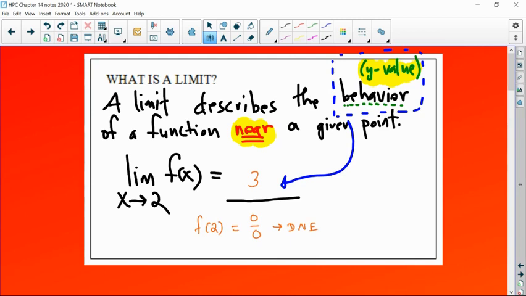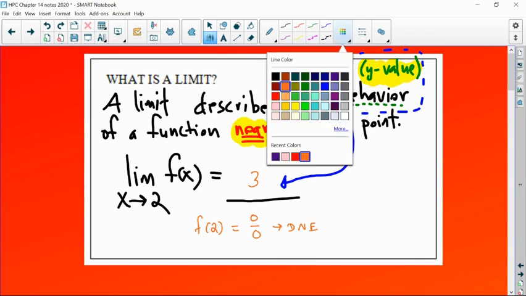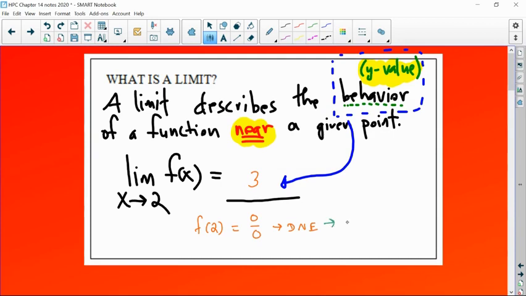So the actual function value, which is what I just calculated here, does not exist, because there's a hole. So in calculus, we come up with this idea of a limit to help us deal with functions that have holes in them, that have these discontinuities.